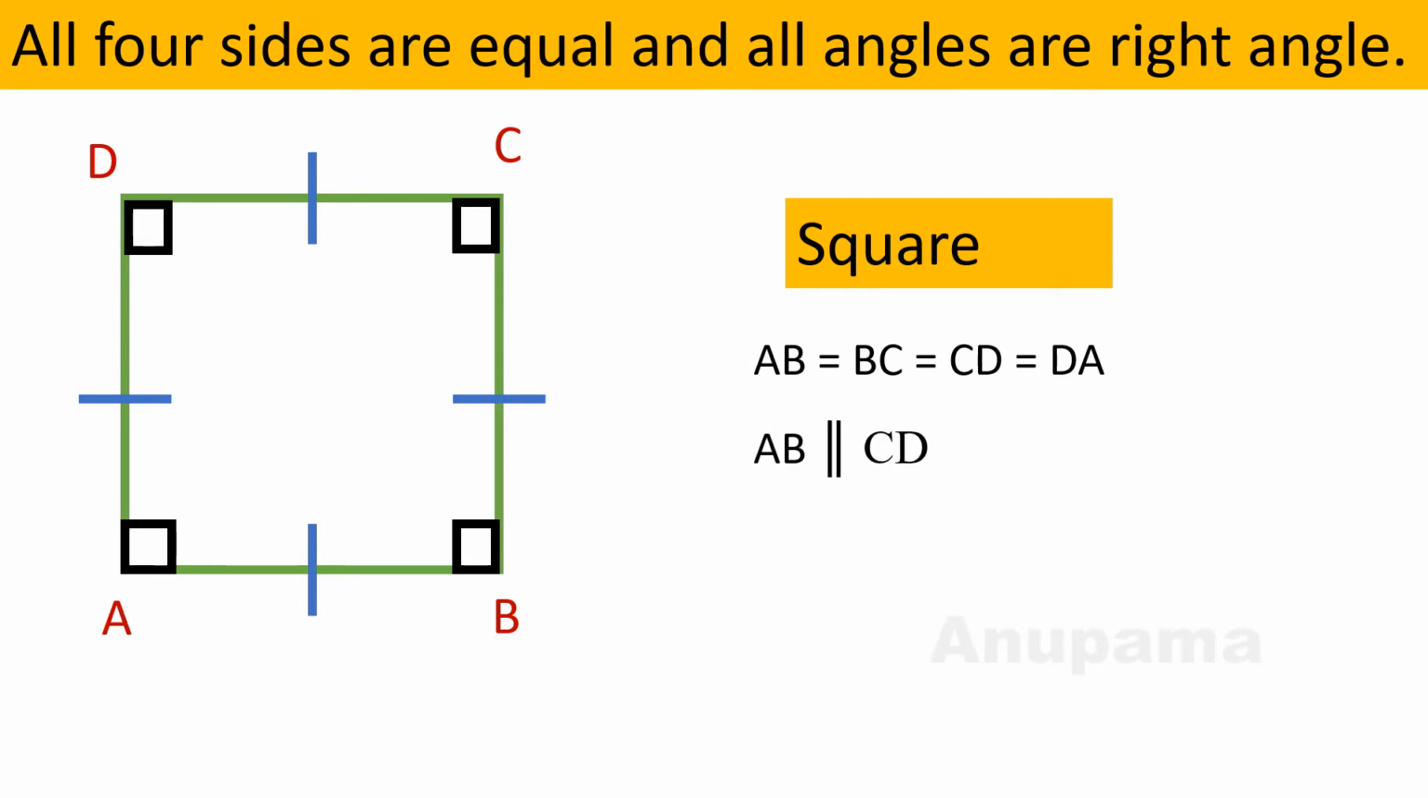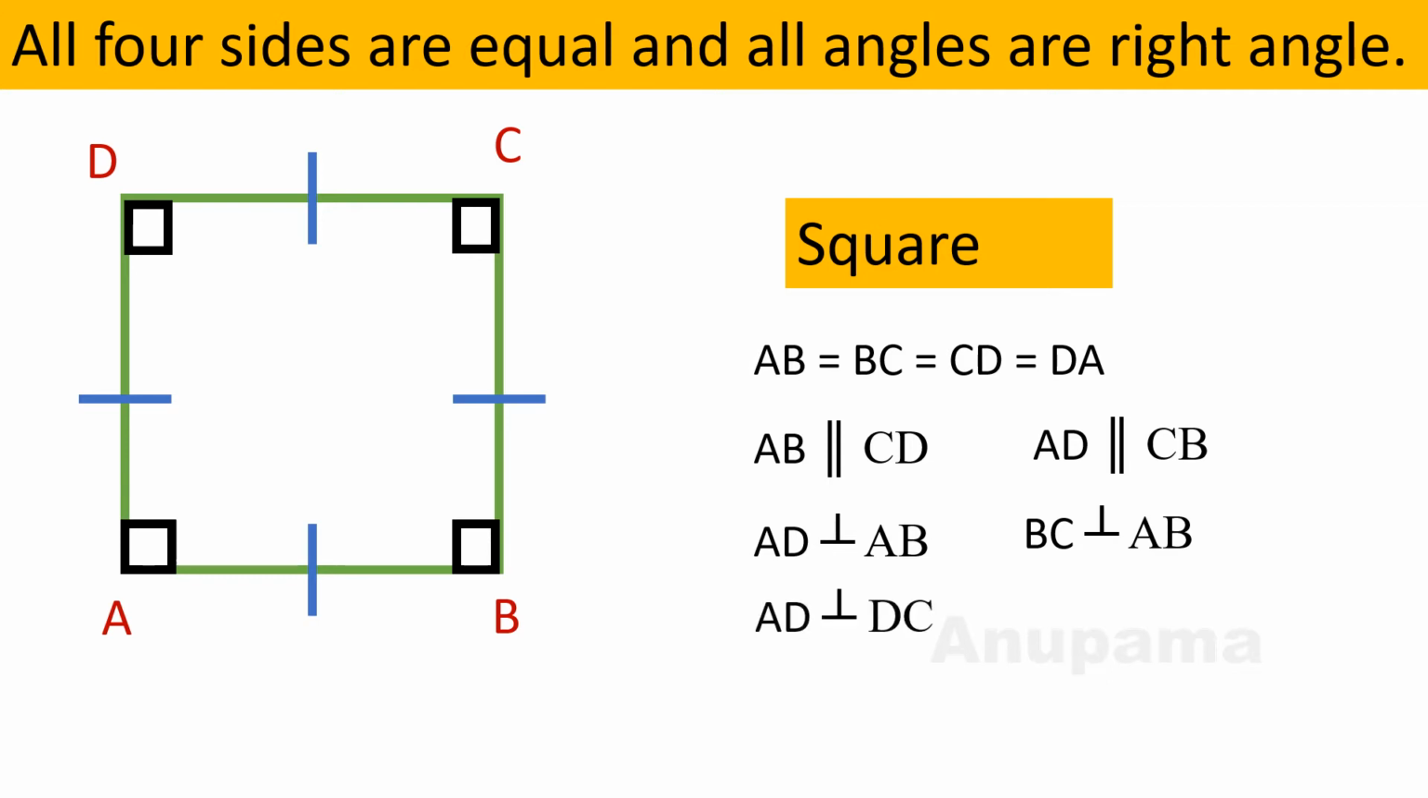And if we observe, we can find that side AB is parallel to side CD and side AD is parallel to side CB. In a similar way, because of this right angle, we can say that AD is perpendicular to AB and BC is perpendicular to AB. In the same way, we can say that AD is perpendicular to DC and BC is perpendicular to CD.